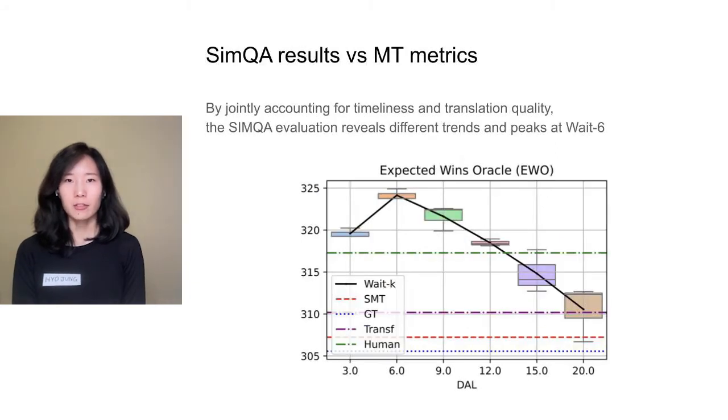And this is the main result. By jointly accounting for timeliness and translation quality, the SimQA evaluation reveals different trends. Here, SimQA score peaks at rate 6 and decreases as latency increases.